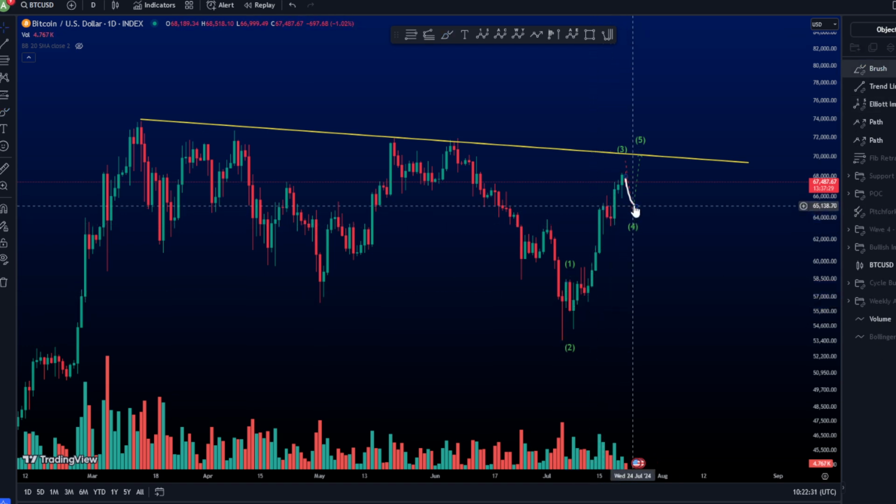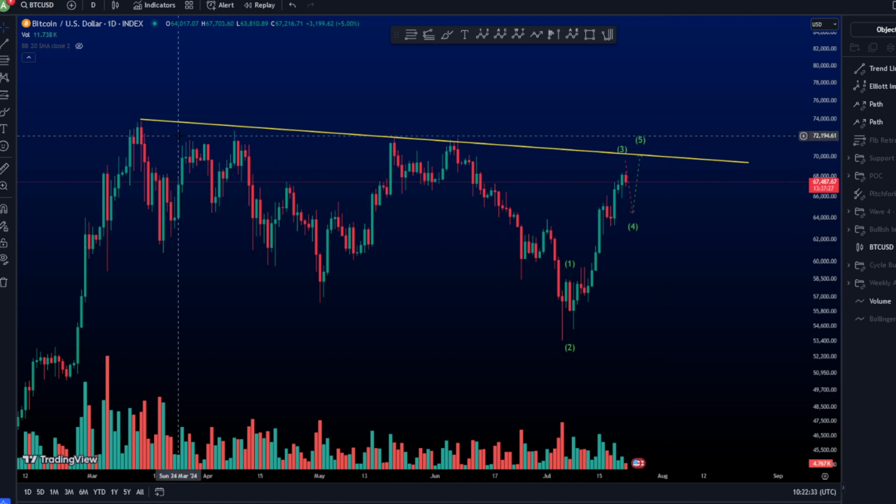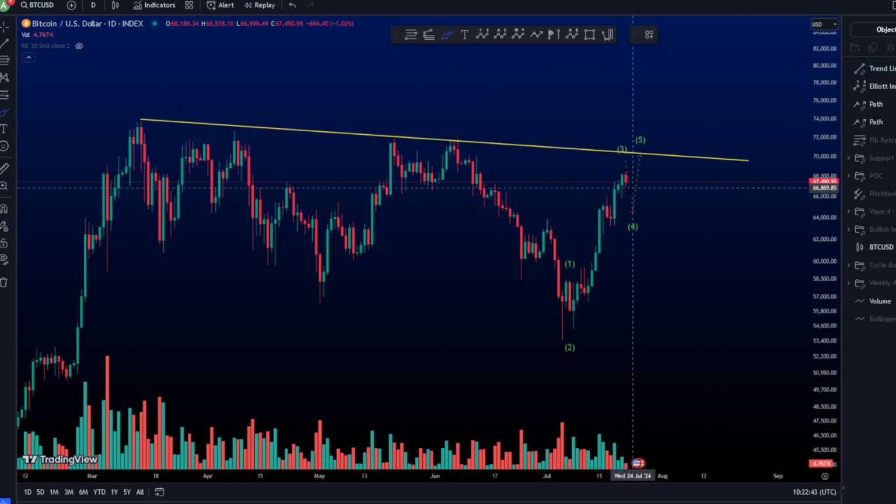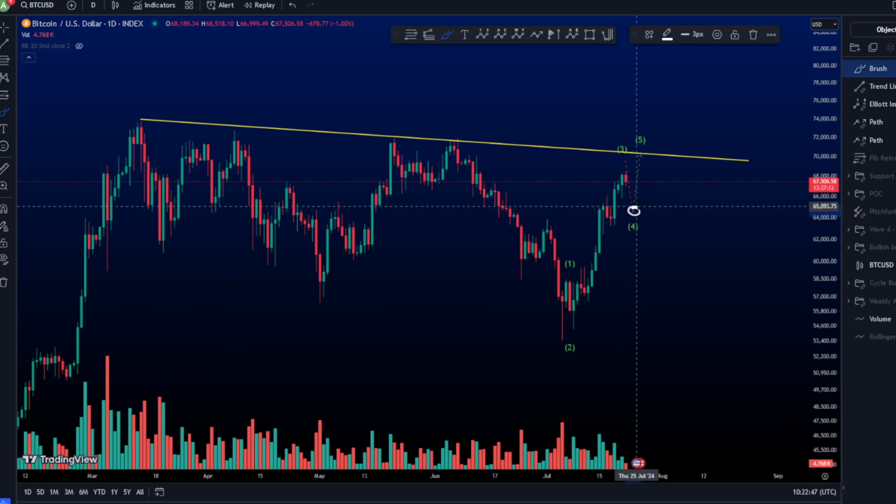As you can see also that we have a trend line here on the daily chart, reaching from the tops of this trend here. So the expectation of the wave 5 after reaching the wave 4 is that it is going to test this trend again, and it might be the end of the bull market, of this small bull market now.